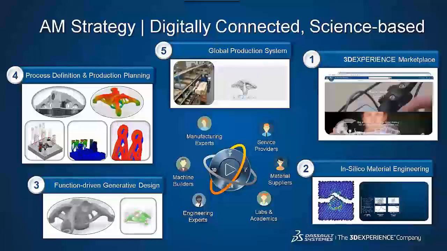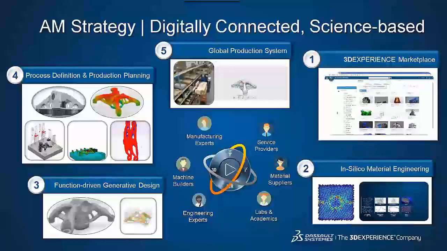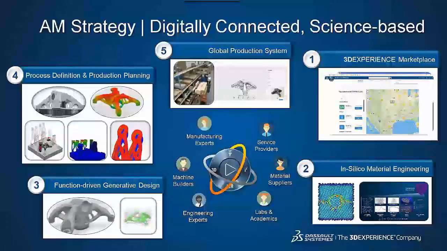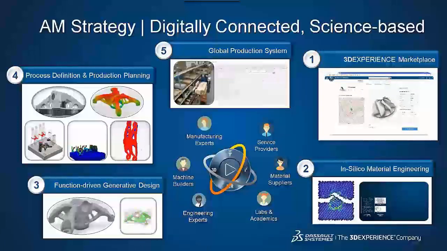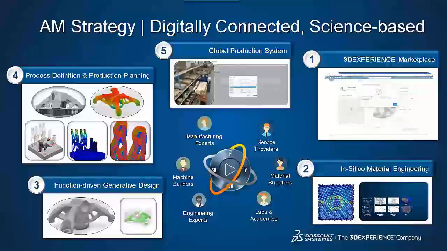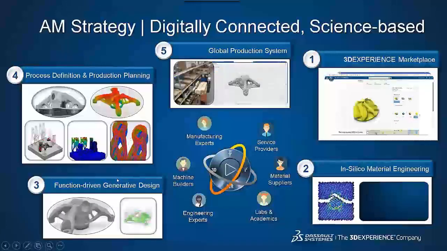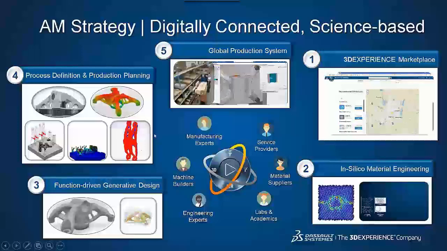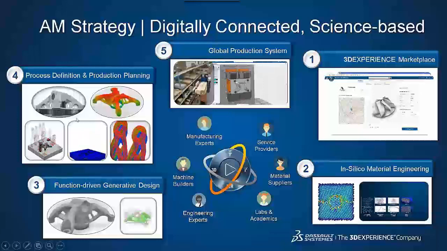So the second theme is materials, and we believe that materials are core to any additive process. And designing materials from first principles using molecular dynamics, quantum mechanics type simulations is really critical for AM, whether you're looking at polymers or metal alloys. So the third theme is function-driven generative design, and we'll look at this application in detail. And then the fourth is process definition and production planning, so how we do our manufacturing planning and our simulation. And we'll again look at this theme.